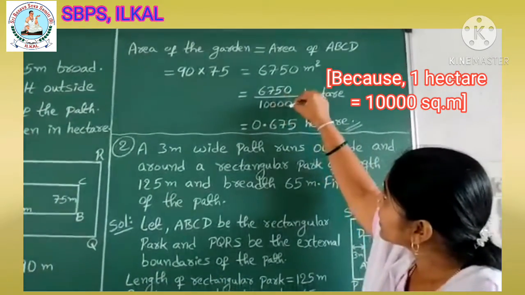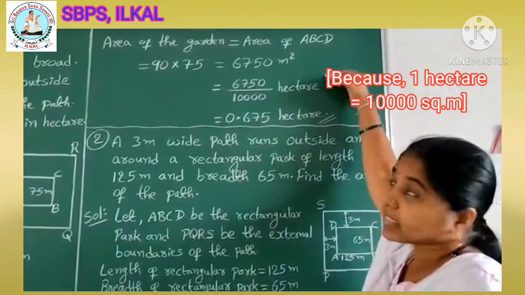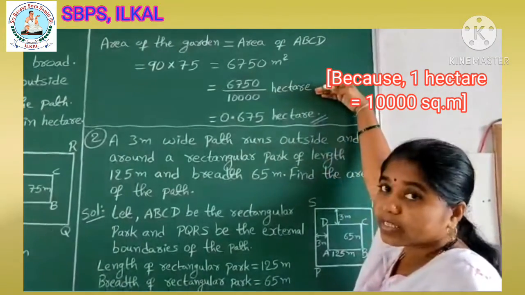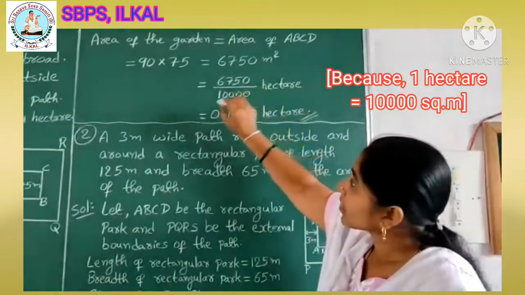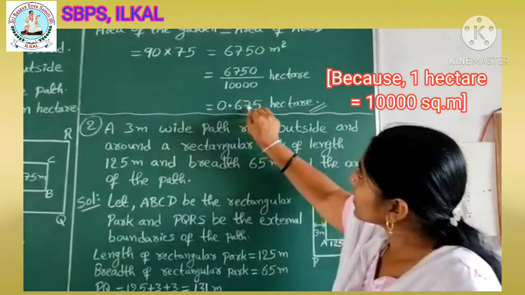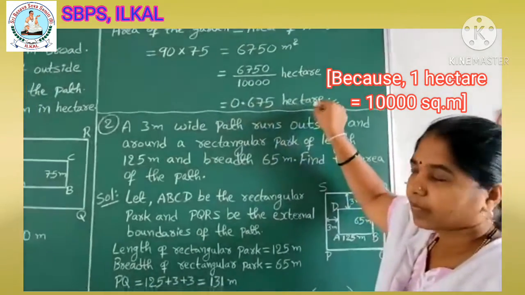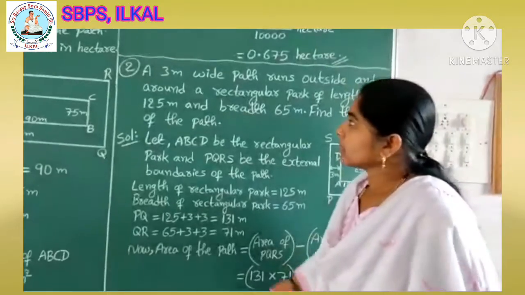6750 divided by 10,000 hectare. We are converting that square meters to hectare. Then we have to divide with the 10,000. Which is equal to 0.675 hectare. Okay. Let's move to the next question.